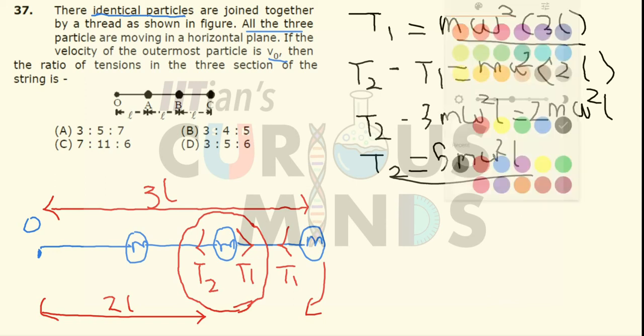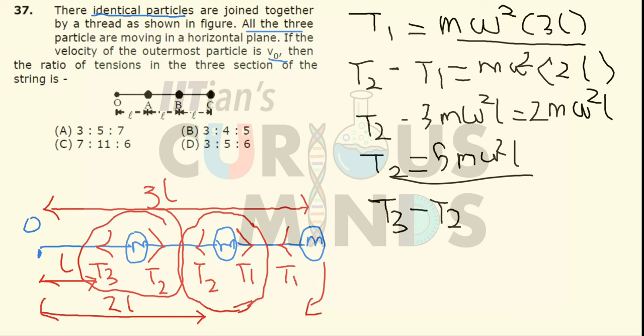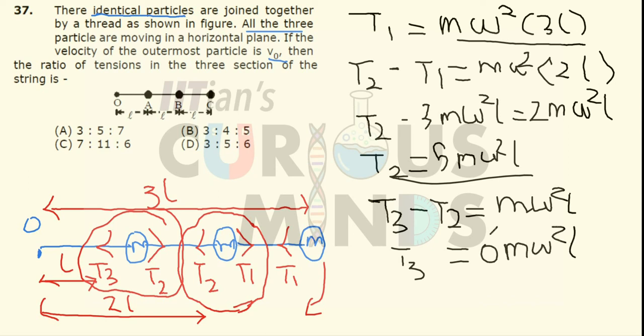Now for the third particle, similar to the second one, there is T2 acting in the left hand side direction and T3 acting in the right hand side direction. So the free body diagram will be formed somewhat like this. Its distance from the center will be equal to L. If I write down the force equation for the third particle, T3 will be greater than T2 because the centripetal force is in the left hand side direction. So T3 minus T2 will be equal to m omega square L. Now you can clearly see that T2 is equal to 5m omega square L, so 5 plus 1, which is equal to 6m omega square L.